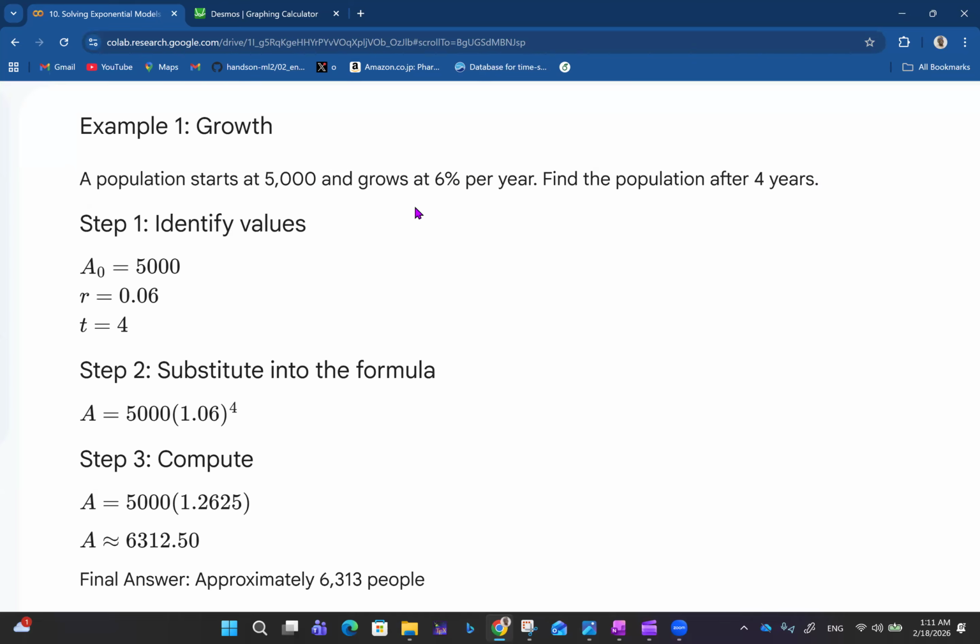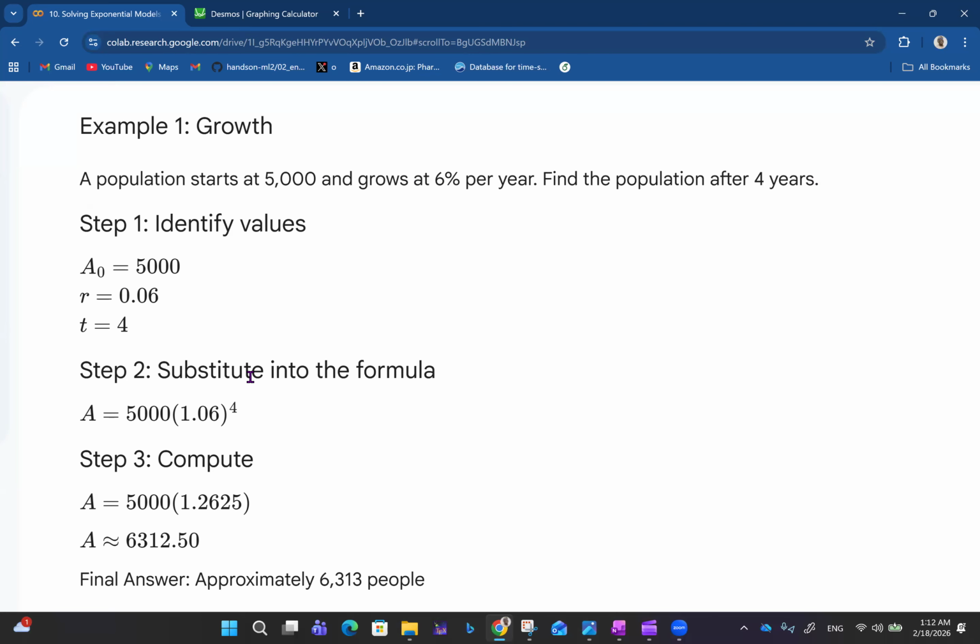So in this case, now you identify the values. The initial amount is 5,000. That's the initial population size. Then R is 6%. So you see, that's why this is a decimal. 6% is 6 over 100, that is 0.06. And for the population after 4 years, T is equal to 4.